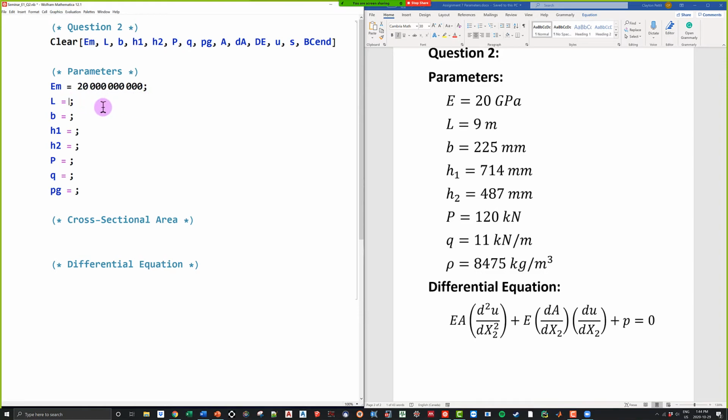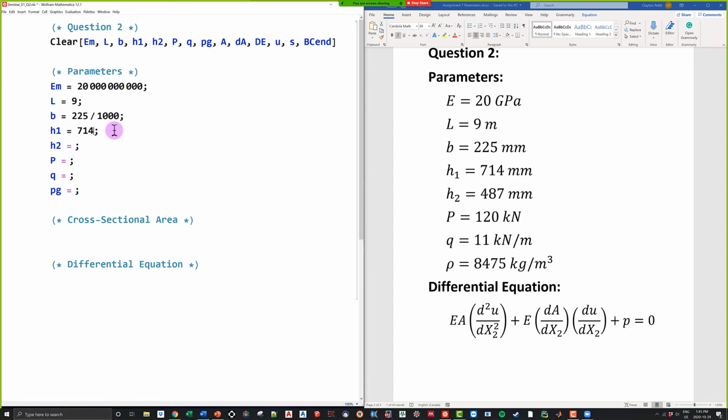The length of the beam we were given as 9 meters, so that's simply going to be 9. The base of the beam, or the width of the beam into the page, that's 225 millimeters, but of course we want it in meters, so I'm going to divide by 1,000. And the same goes for h1 and h2.